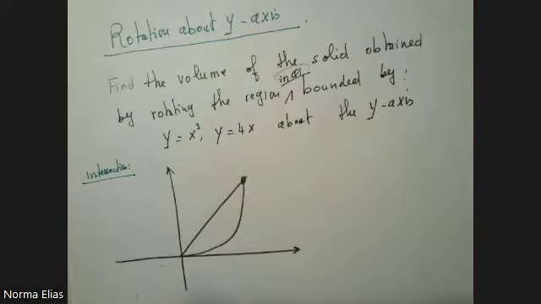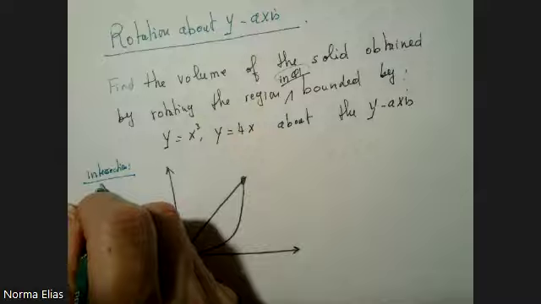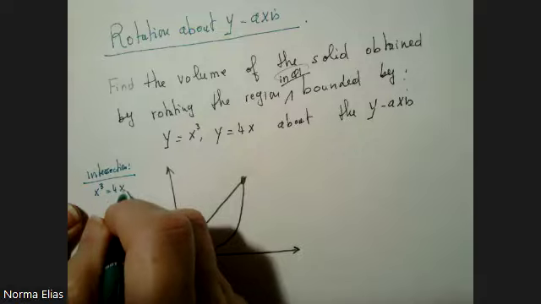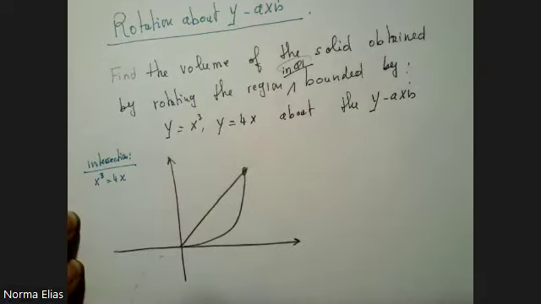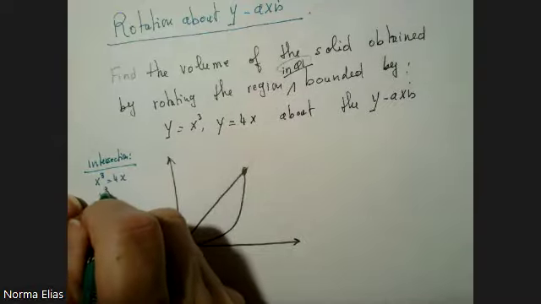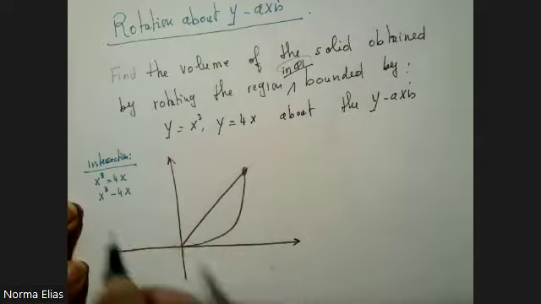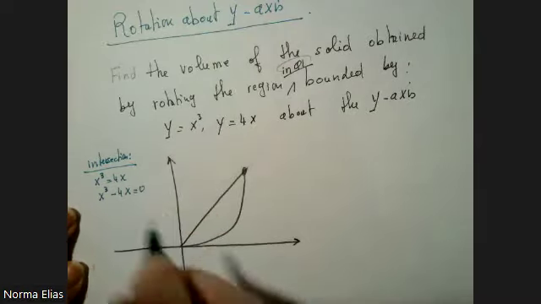Okay, so I will set x cubed equal 4x. And remember, you don't simplify by x. The only way to do it, you set equal to 0. Otherwise, you will be losing solutions. We don't want to do that.